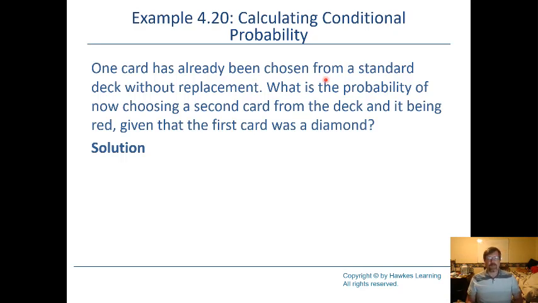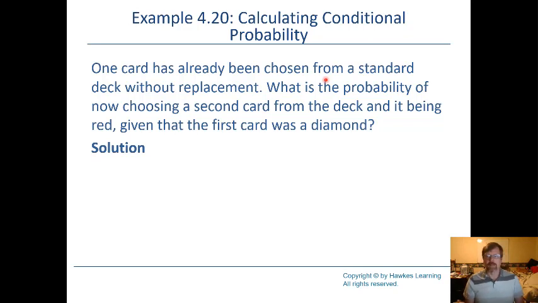So if we draw a card out of our deck without replacement, so we don't put it back, what is the probability of drawing a second card and having it be red if the first card was a diamond? My first card happened to be a diamond. Nice.